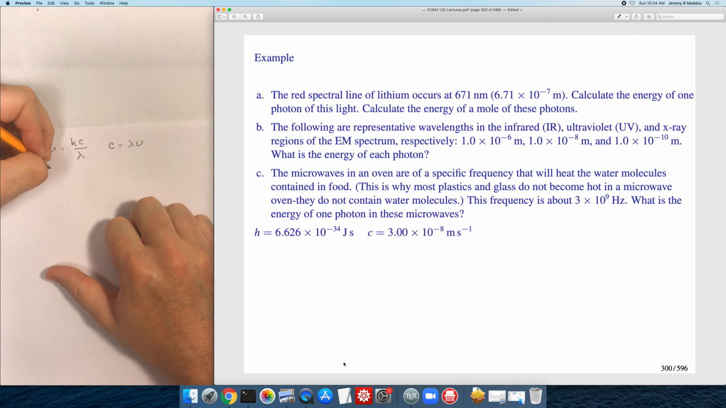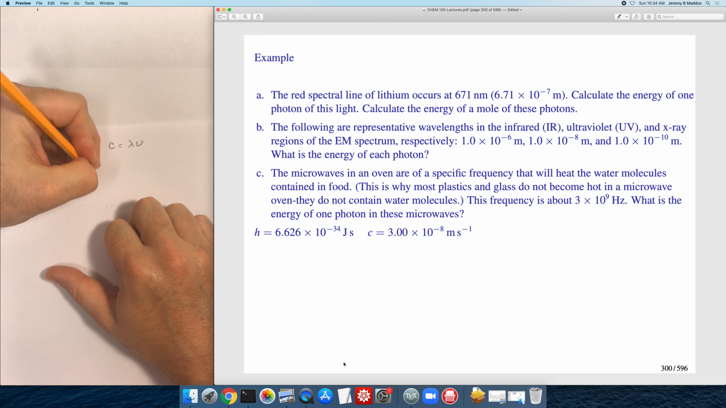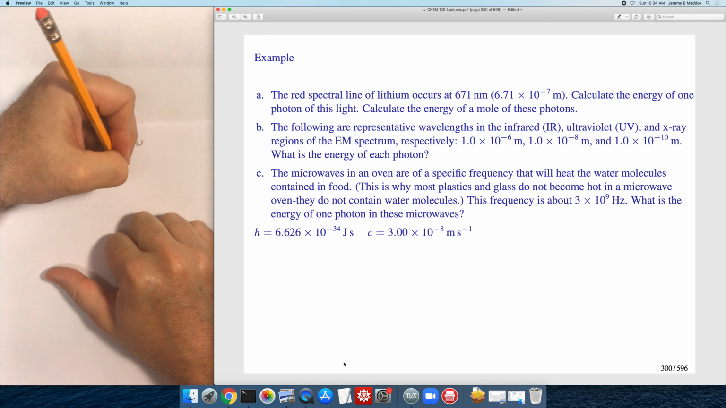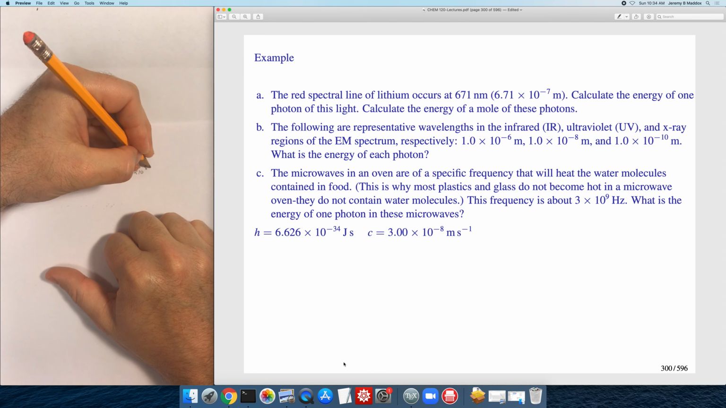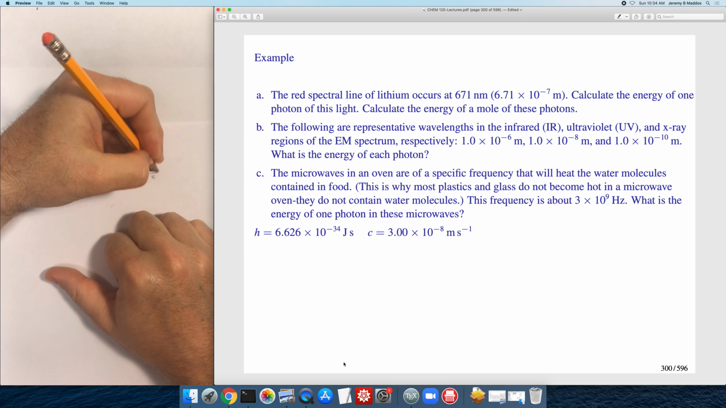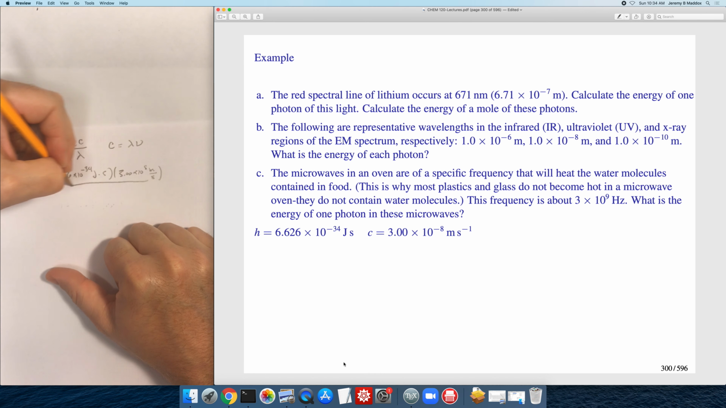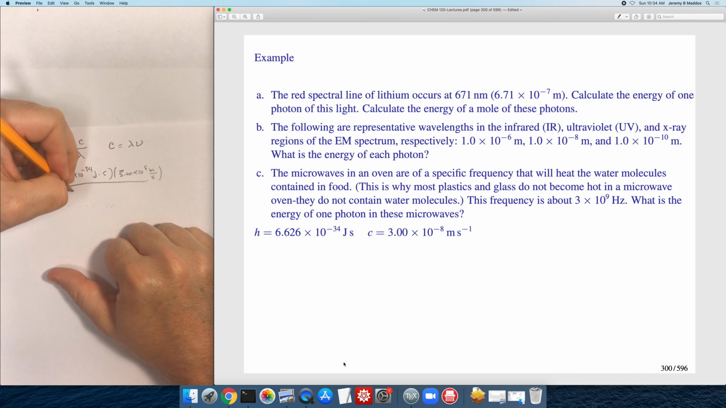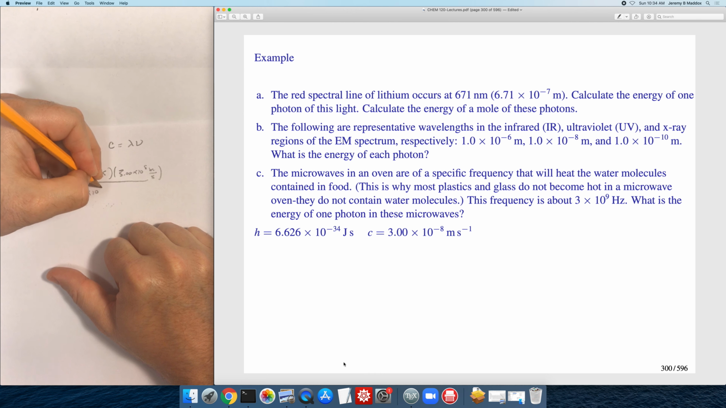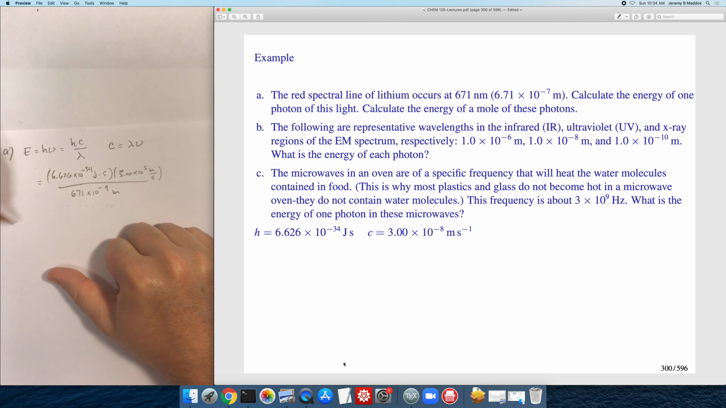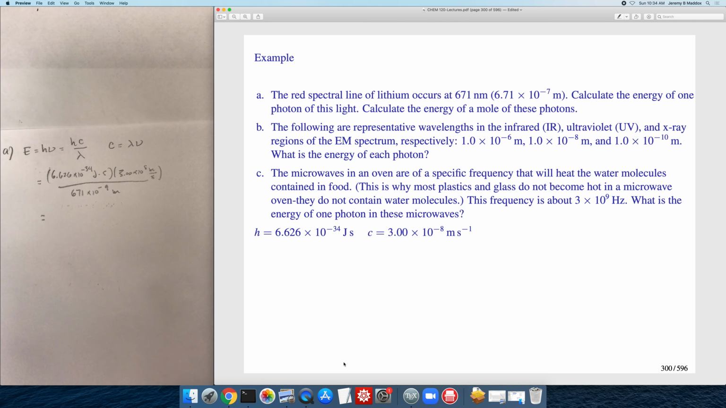the energy. We'll plug in Planck's constant, 6.626 times 10 to the minus 34 joule seconds. We'll take that times the speed of light. And then we're going to divide by that wavelength, 671 times 10 to the minus 9 meters. And we'll run that through our calculator.